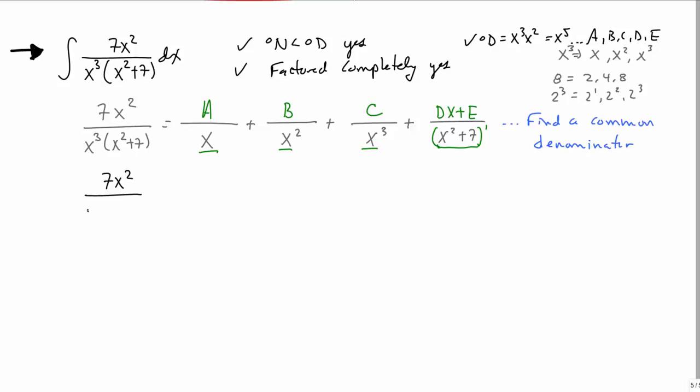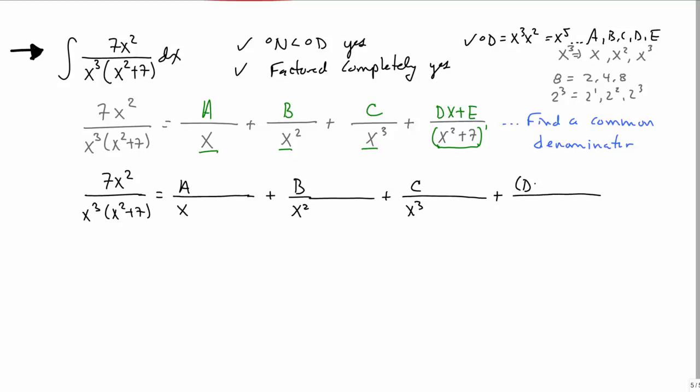So as I'm working on this denominator, I really think a lot of things will go to 0, and that's because I didn't cancel here. So I have an a over x, then I'll worry about what's missing. I have a b over x squared, and I'll worry about what's missing. I have a c over x cubed, then I have a dx plus e over x squared plus 7.